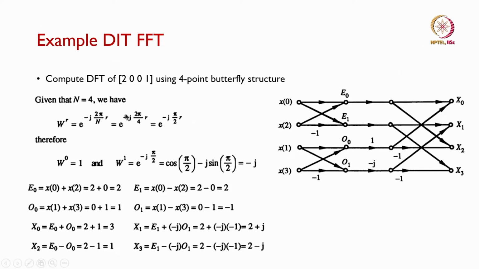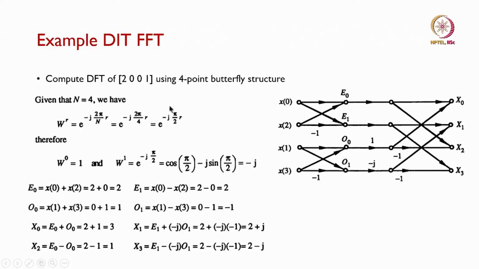Now we will see how to use decimation in time with the FFT, that is the fast Fourier transform, using the butterfly structure. We have x of 0, then x of 2, x of 1 and x of 3 as the 4 inputs. So this is 2, x of 2 is 0, x of 1 is 0 and then 1 is x of 3. It does not make the order reverse in this case because both of them are 0.